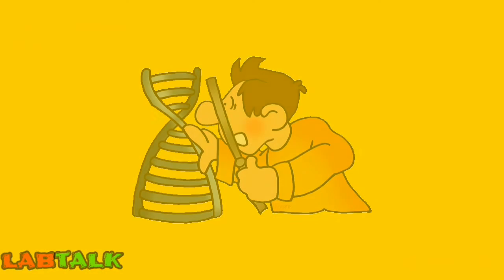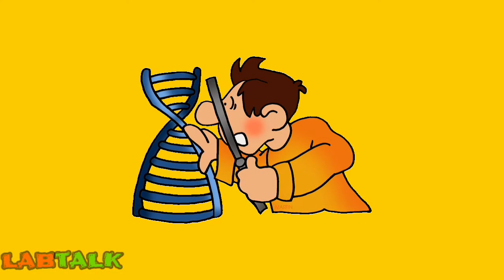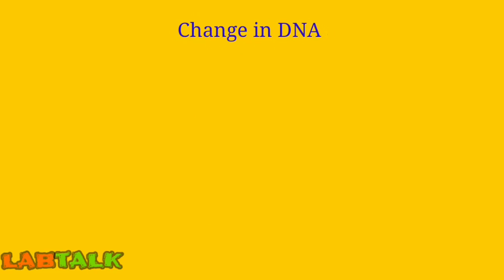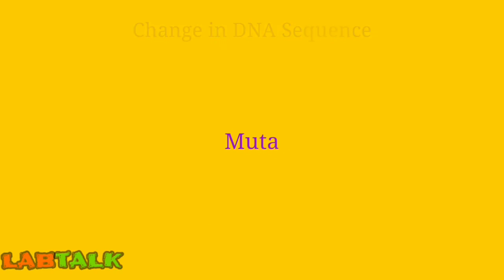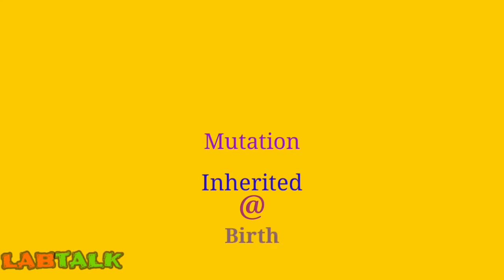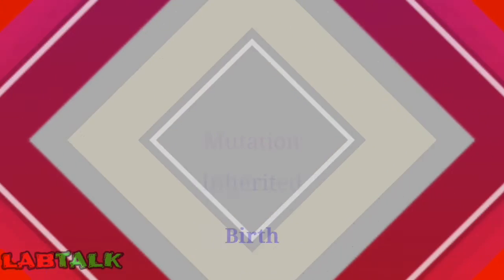Now we will see what causes genetic diseases. Genetic disease is caused by change in the DNA sequence. Some diseases are caused by mutations that are inherited from parents and present in the individual at birth. Other diseases are caused by acquired mutations in a gene or group of genes that occur during a person's life.